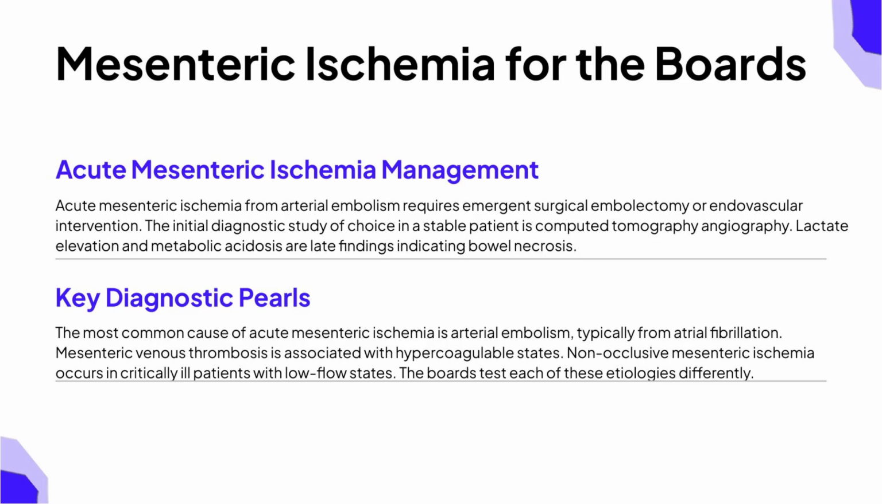For the different etiologies, remember that mesenteric venous thrombosis is associated with hypercoagulable states and may be managed with anticoagulation if caught early. Non-occlusive mesenteric ischemia happens in critically ill patients in low-flow states and is treated by addressing the underlying cause and improving perfusion. The boards love testing these distinctions, so review the mesenteric ischemia section in your surgery references carefully.